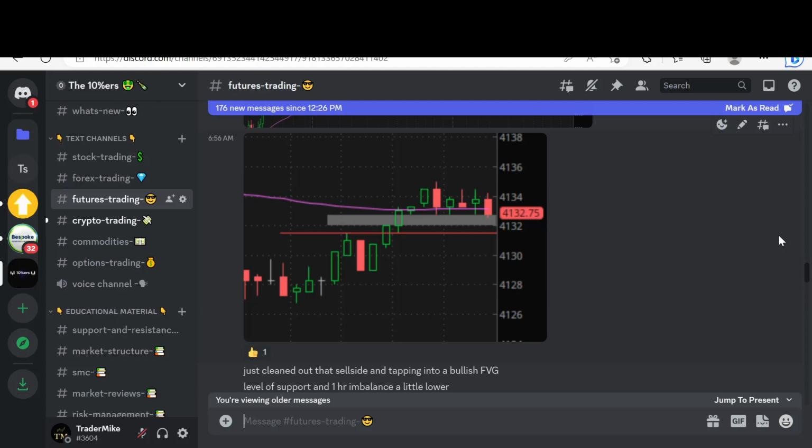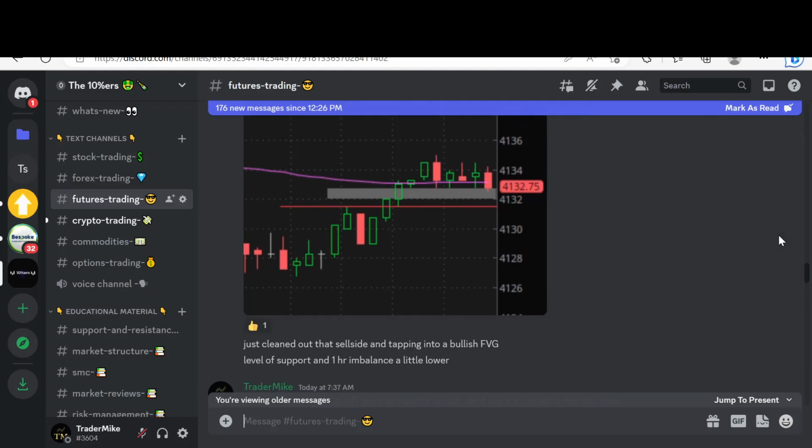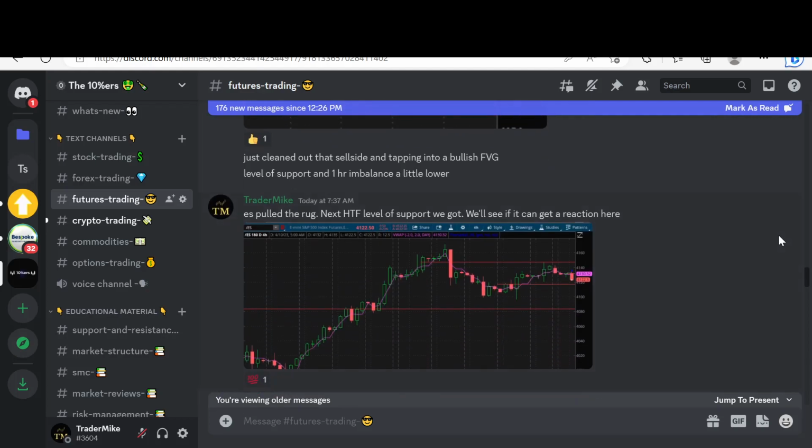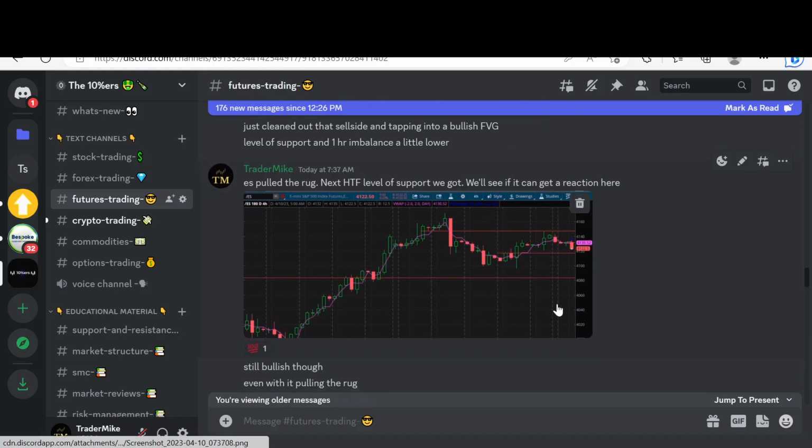Your higher time frame levels, as I always tell you guys, your higher time frame levels are your best levels, without a doubt. Okay, those are your money makers. Those higher time frame levels, 4 hour and up. All right. So, and you can see I said ES pulled the rug. Next higher time frame level we got. We'll see if we can get a reaction here.